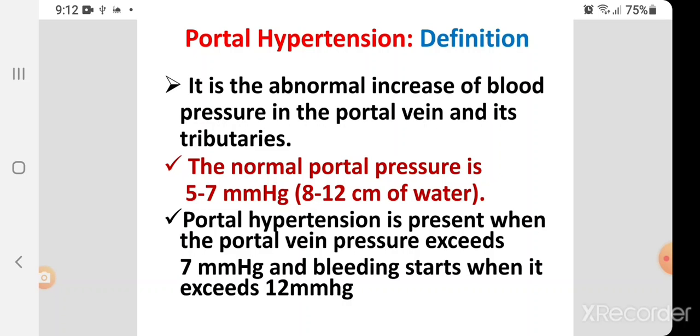If it goes above 12 millimeters of mercury, you expect the portal vein and its tributaries to start to bleed.